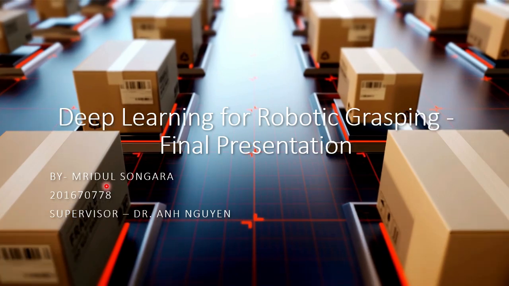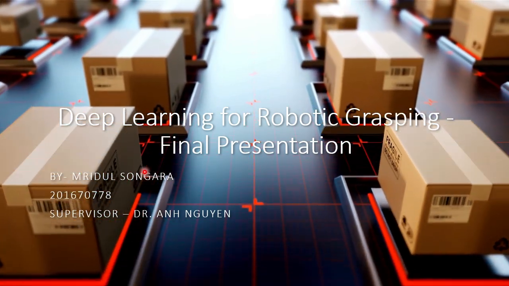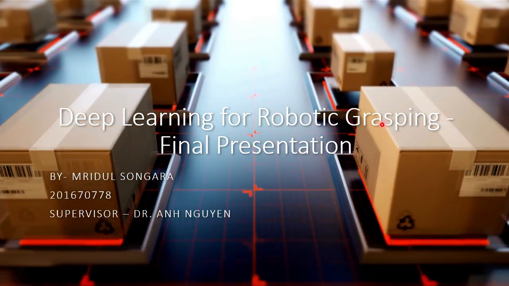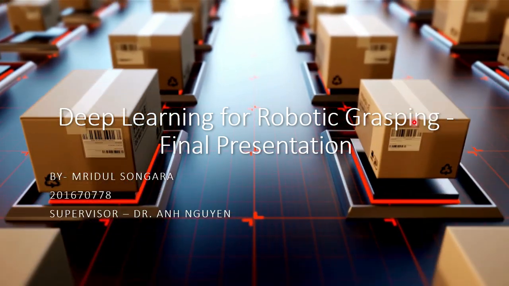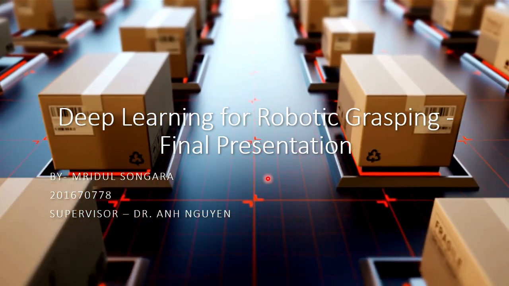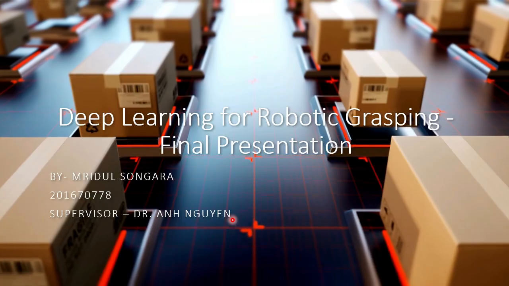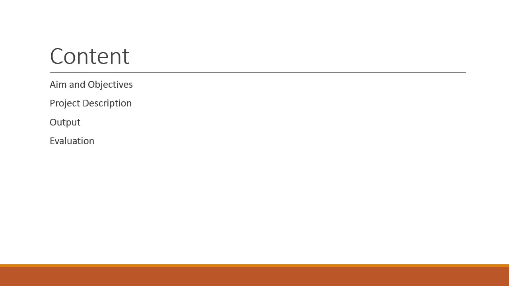I am Mridu Sungra. I will present my work on deep learning for robotic grasping, which I completed as a part of my MS project under the supervision of Dr. Anh Nguyen. I will start with the aim and objectives of the project, a brief description, the output obtained, followed by the evaluation methodology and metrics to qualify my work.